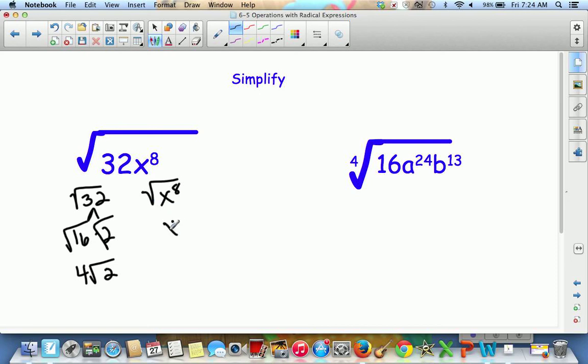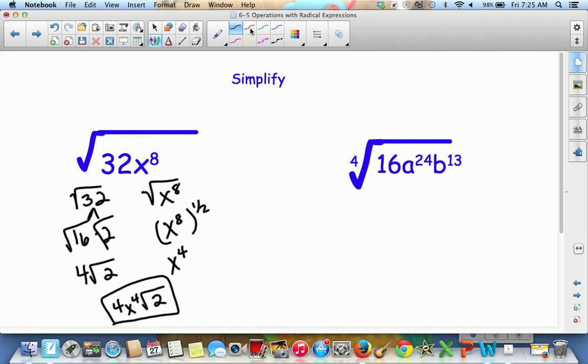Remember, we can write it as x to the 8th to the 1/2, and that would be x to the 4th power. So now we're going to put these together. We'll leave our radicals at the end, so it's 4x to the 4th square root of 2. That would be your final answer.